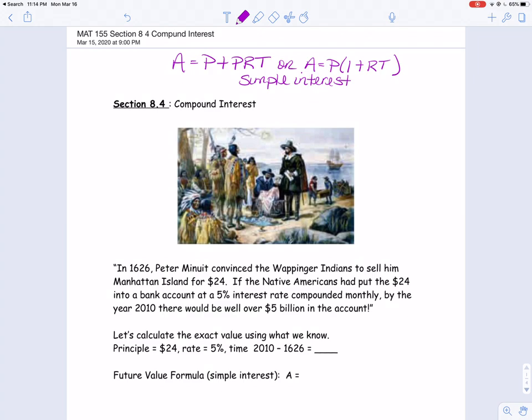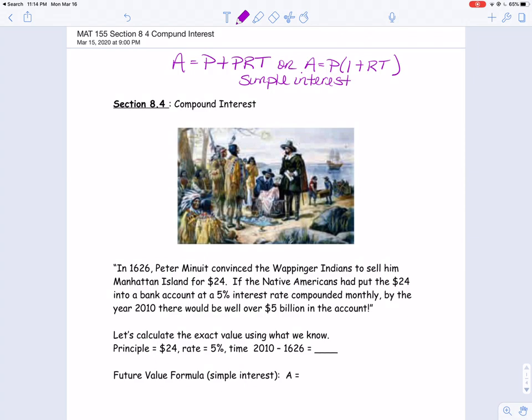So look at this example. This is a pretty neat little example, and I've heard a few different versions of it, but they're all basically the same. Manhattan Island, New York, was bought from the Indians for $24 back in 1626. That was probably a reasonable amount back then, even though it sounds really small. It's been suggested that if they had put that money in the bank at a 5% interest rate, which is not all that high but a pretty good rate, compounded monthly, by the year 2010 they would have over $5 billion in the account.